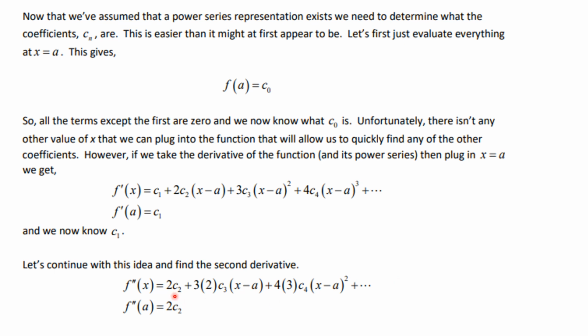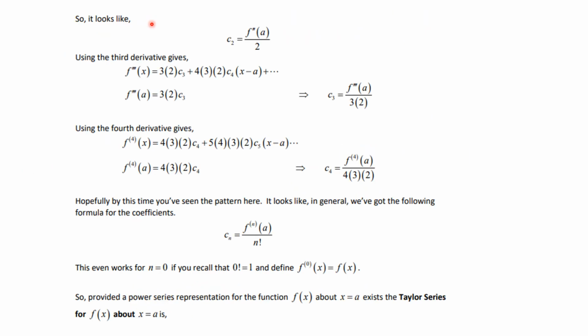So what we can do is substitute x equal a again, and so f double prime at a is equal to 2c2. So when we solve, we get c2 is f double prime at a over 2. The third derivative becomes this, and when we put a in, all these terms drop out, and we find that f triple prime, the third derivative evaluated at a, is 6 times c3, so that c3 is f triple prime at a over 3 times 2.